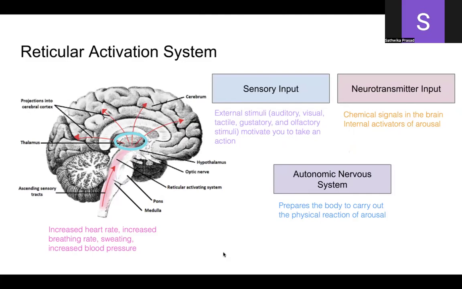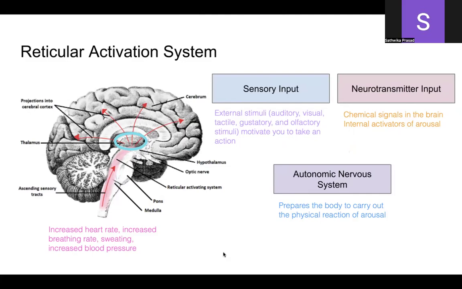So let's go over a quick overview about what we learned in this video. First, we reviewed how arousal is initiated. It can be initiated through neurotransmitter input, so changes within the body, or sensory input, changes outside the body, stimuli that your body interprets and then encodes a reaction for, or basically is motivated to take action for. In response, so that's the mental side of arousal.